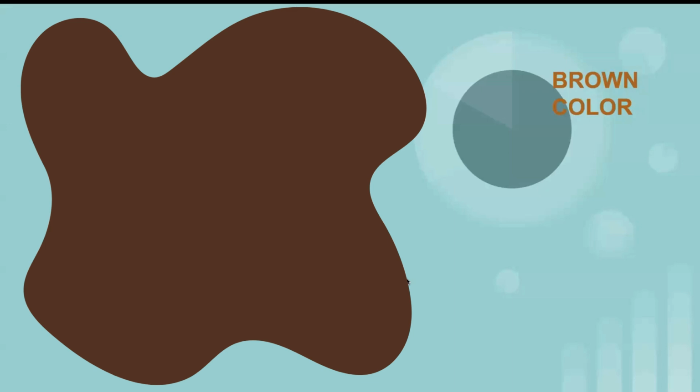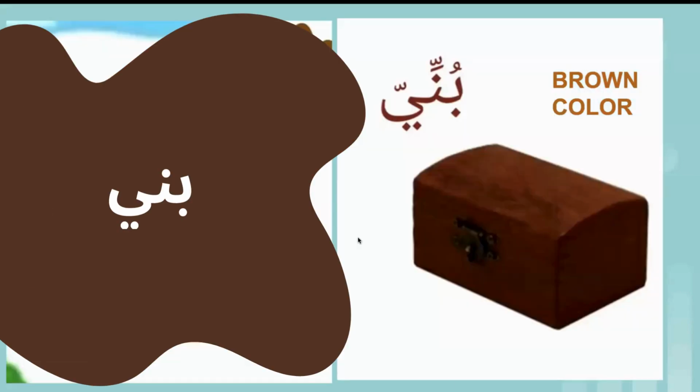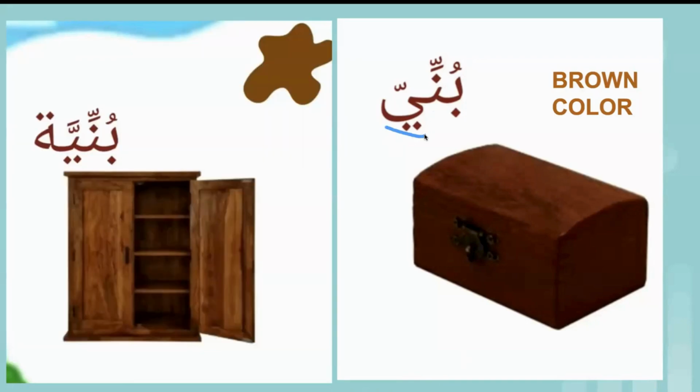Now, do you remember brown color in Arabic? Bunni. When we translate it into feminine form, it's not the same, because this word is ending with ya at the end, so we cannot place hamza at the end. So the ending of bunni becomes bunniya, as a feminine color for brown.